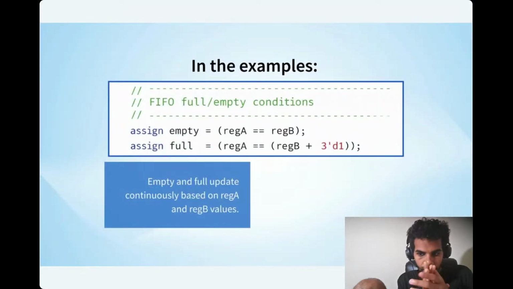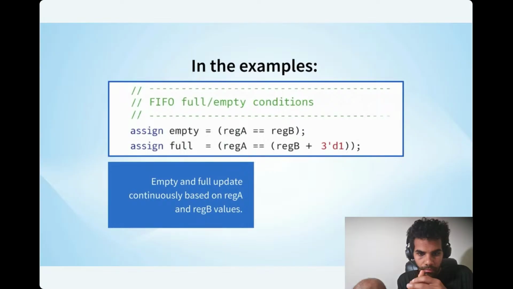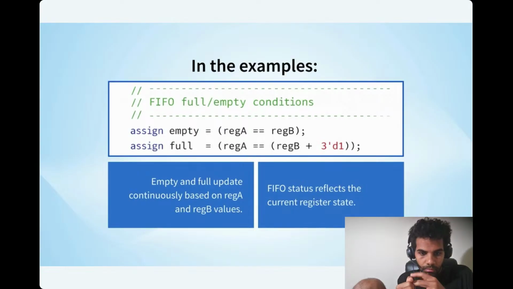In our FIFO, we also set the empty and full signals using assign. In these examples, empty and full are continuously updated based on the values of register A and register B. So this ensures that the FIFO status signals always reflect the current state of the registers without needing a separate procedural block.